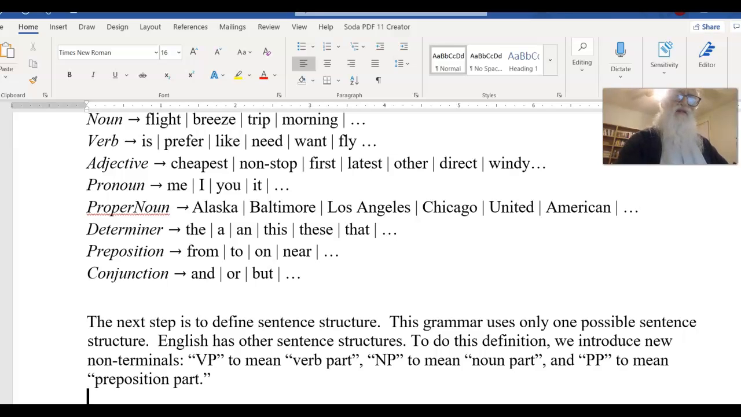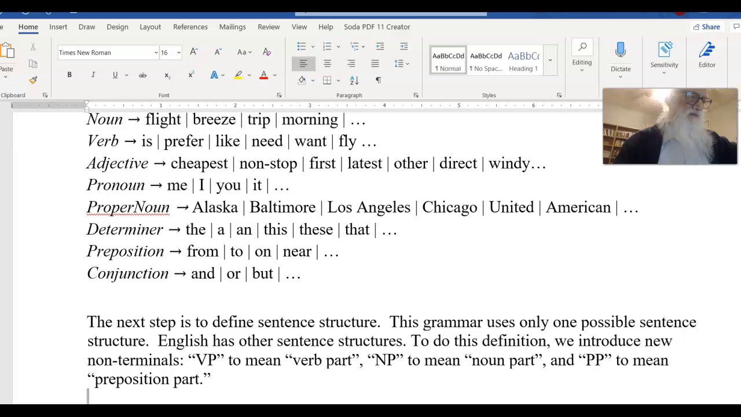What we need to do is decide what a sentence is in our English. There are many different forms of sentences in English. We can have an interrogative sentence, which asks a question. We could have a subjunctive sentence, or an inverted sentence where the verb comes before the noun. We're not going to look at that. To make life simpler, we're going to give one sentence structure. And it's going to be a simple one.